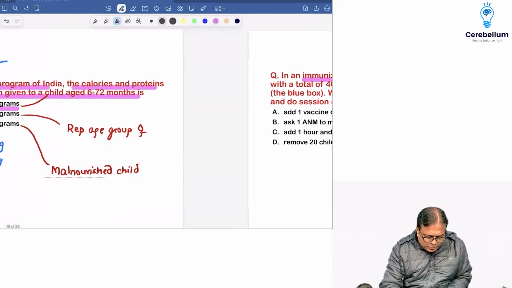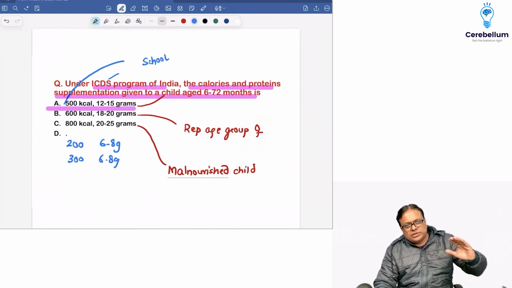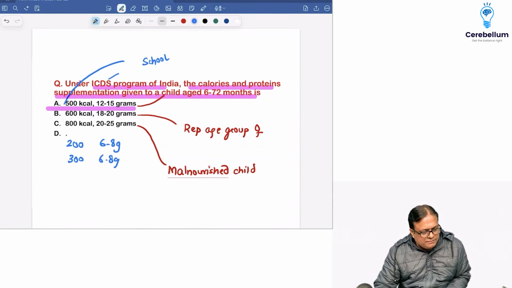Okay, we go back to previous question. Students are saying ICDS was not there, school was there. See friends, this you have to confirm because question was attempted by you. If it is school, it will become midday meal program. If it is ICDS, answer remains same.